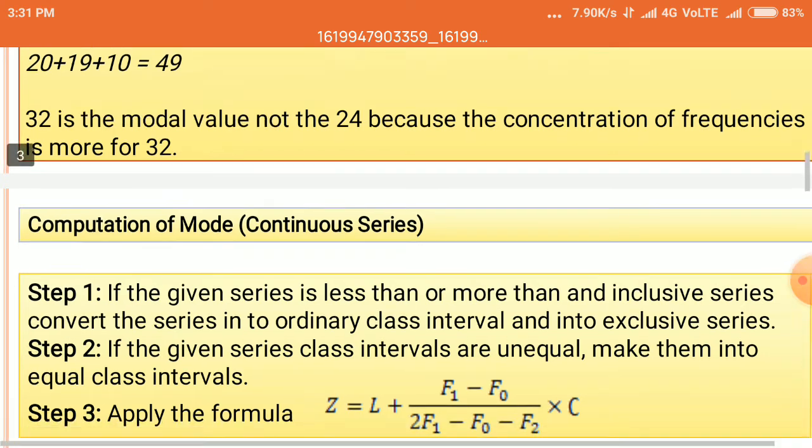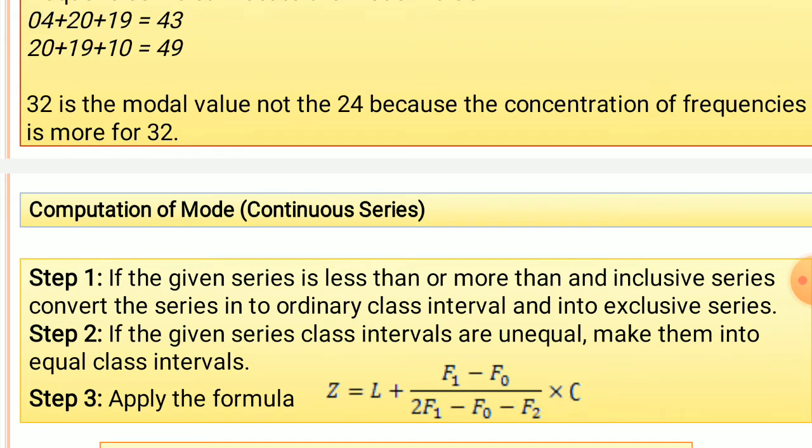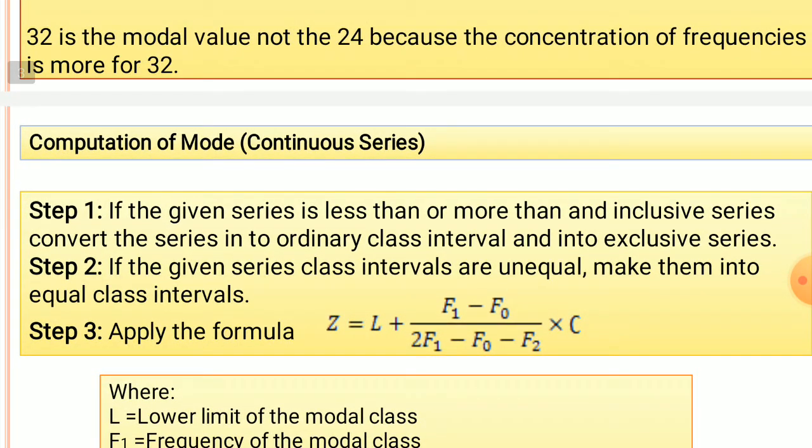Now computation of mode for continuous series. While calculating the value of mode for continuous series, there are some steps to be followed. The first step is, if the given series is a less than or more than series or an inclusive series, then convert the series into ordinary class interval and into exclusive series.